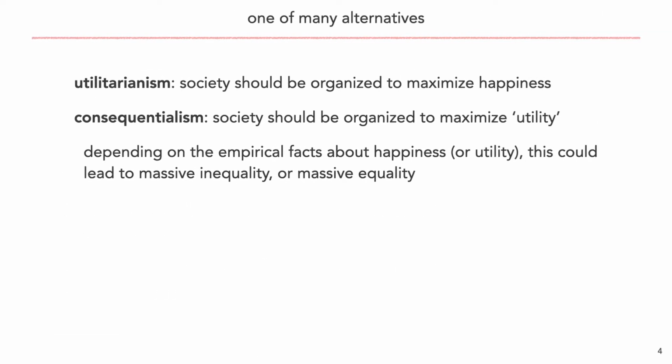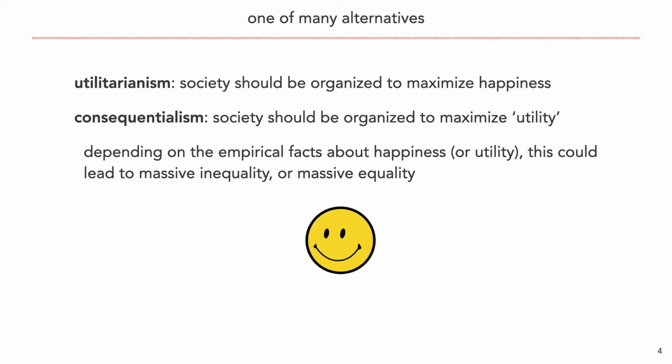As I said last time, there are, of course, rival views, one being utilitarianism, that society should be organized to maximize happiness, and more generally, consequentialism, that society should be organized to maximize some value or another, which might be happiness. So utilitarianism is a special case of consequentialism, but it might be something else. For example, utility could be a matter of getting what you want. The more of your desires that are satisfied or fulfilled, the more utility you have. And, of course, depending on the empirical facts about happiness or utility, utilitarianism or consequentialism could lead to massive inequality or massive equality.